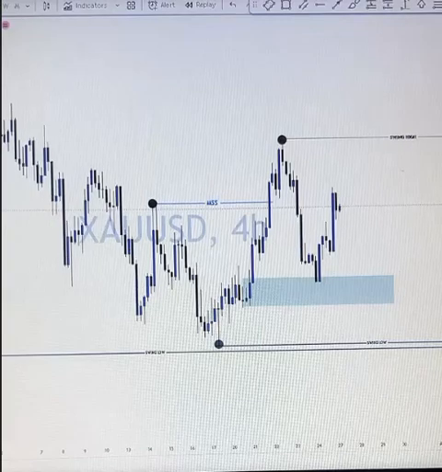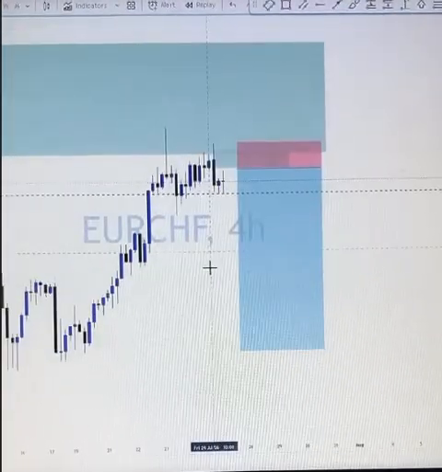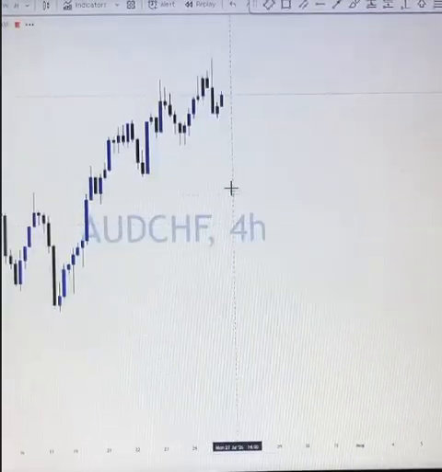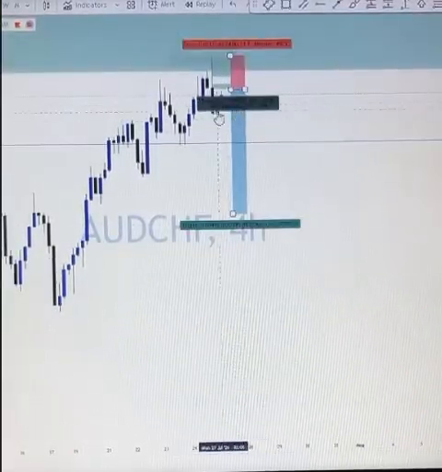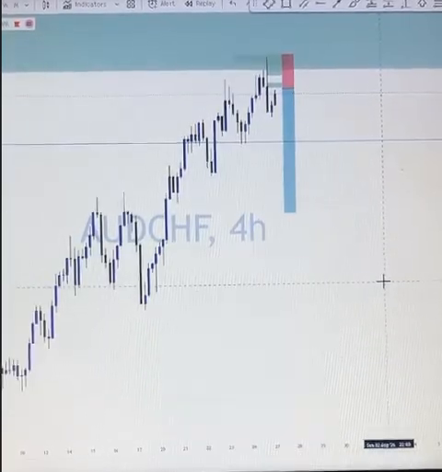Now, guys, look at this pair. See this pair I want to show you. Euro CHF, AUD CHF. You see these two pairs. Wash out for the two of them this week.